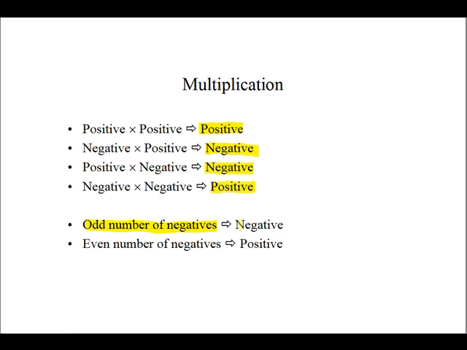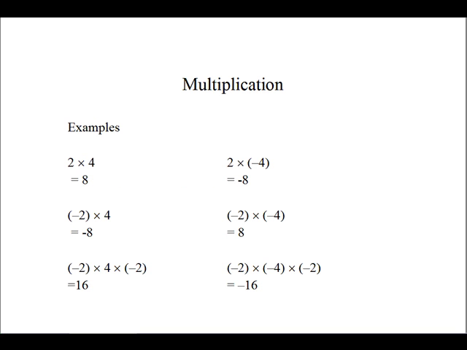If you have an odd number of negatives, the answer is negative, and if you have an even number of negatives, the answer is positive. So here's a couple of examples.